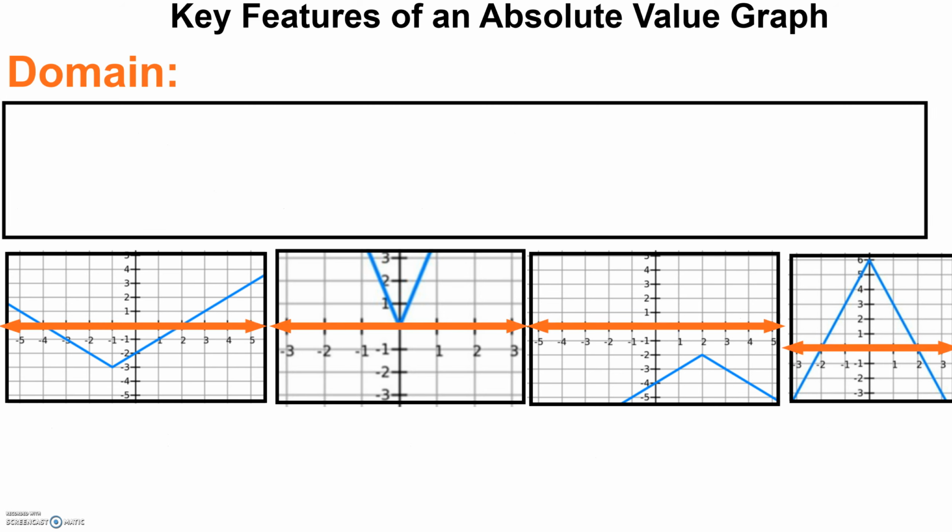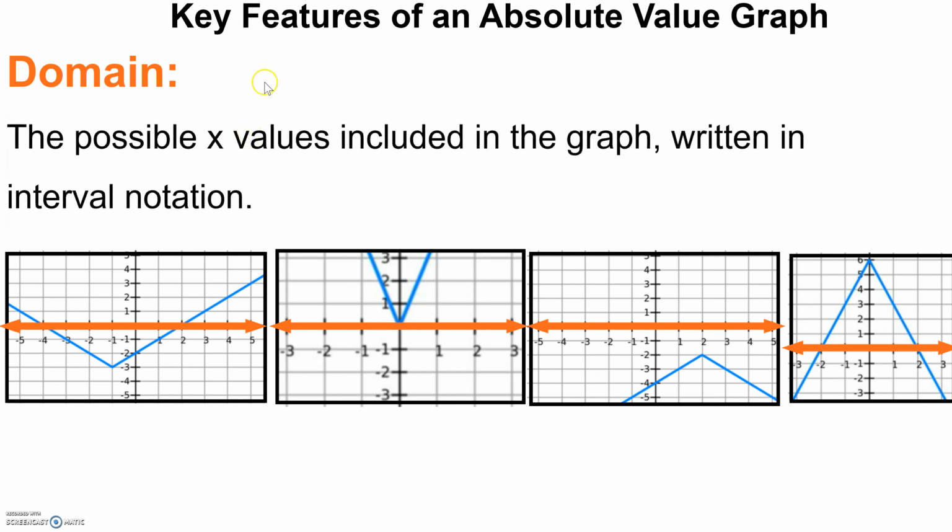The next one we're going to talk about is the domain. What do you remember domain stands for? Well, domain is the possible x values included in the graph when it's written in interval notation. So we see our x-axis goes side to side, as you can see with this orange line. So if we were to continue these graphs, I'm going to go ahead and add arrowheads to show you that they go on forever.